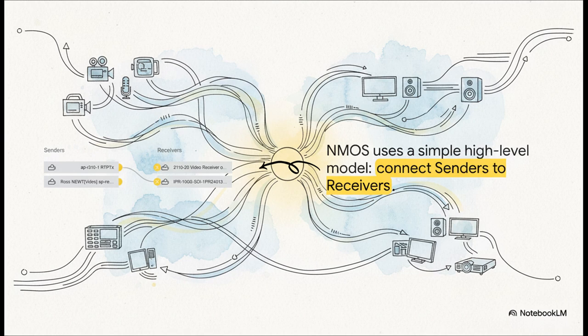The NMOS model is beautifully, intentionally simple. You have senders and you have receivers. The whole job of the system is just to connect them. It intentionally ignores all the deep, device-specific details and instead gives you this universal, high-level map of the entire system.